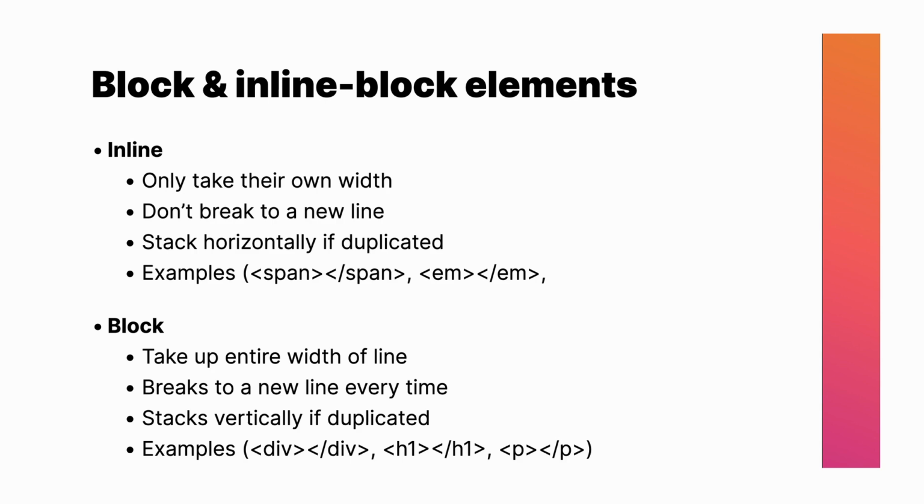Inline elements essentially describe or manipulate text within block elements. You can think of them as taking up just their own width, so only the content that the text renders will this inline element really modify. They won't break to a new line, so they won't go the full width of the browser. They'll render inline, hence the name, and they'll stack horizontally if duplicated. Examples might include span tags and em tags, which make the text that you see italicized. I think that's it that I left out, but there's quite a few more we can get into as we go.